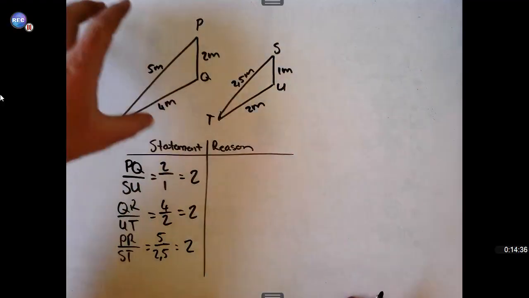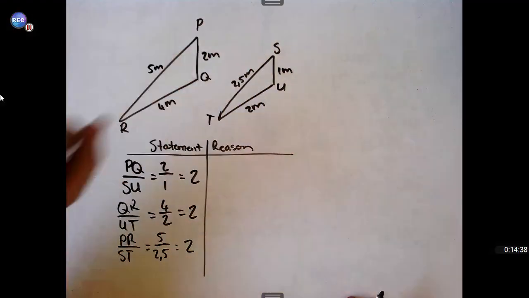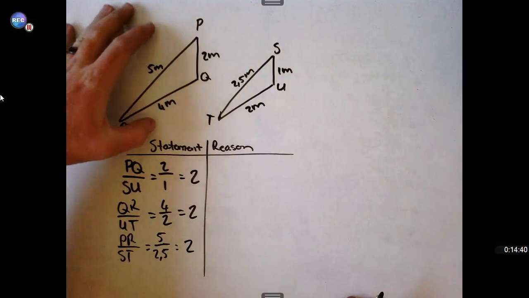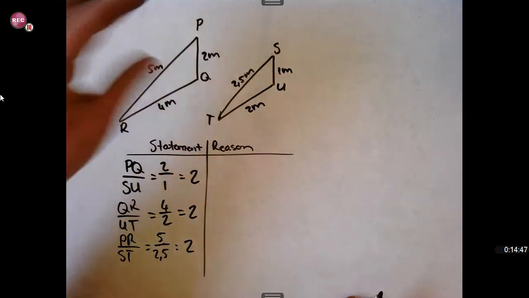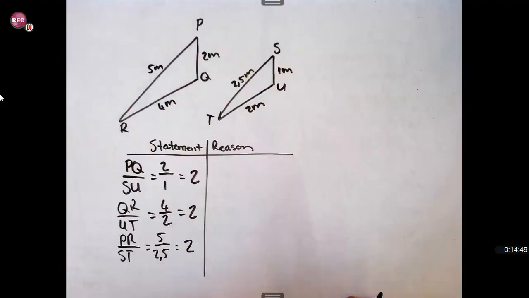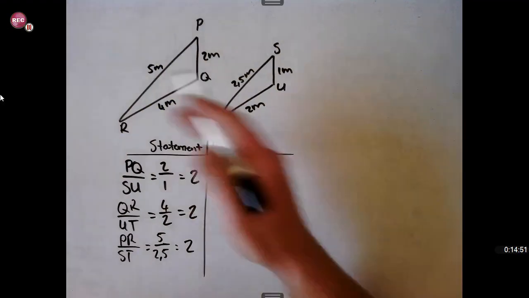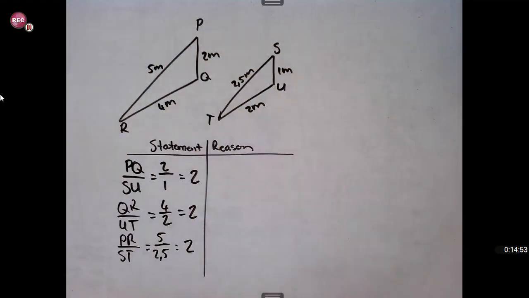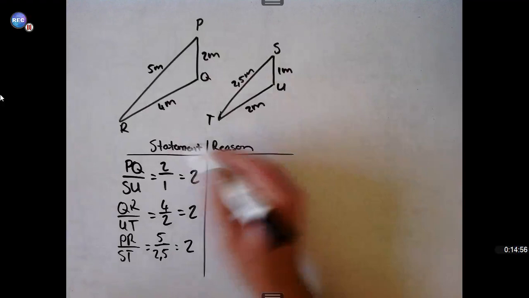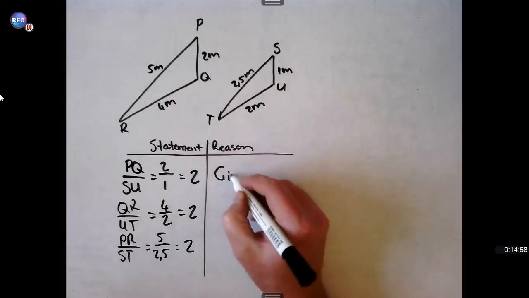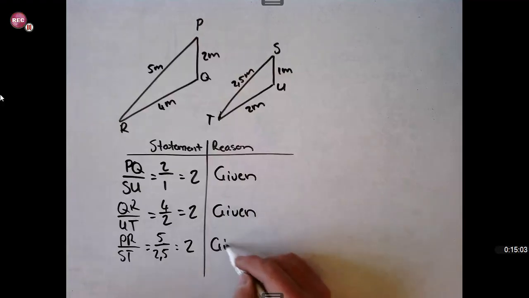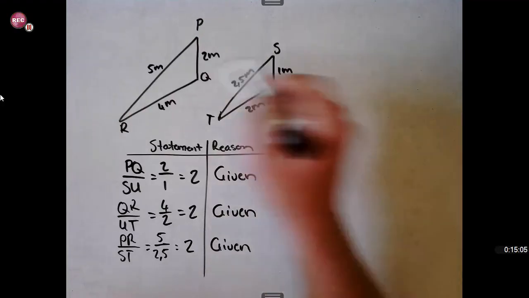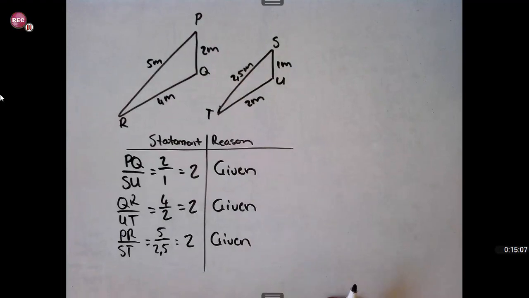So what happened from the big triangle to the smaller triangle is the fact that it was reduced by a scale factor of 2. So they took each of the sides and they divided it by 2 in order to get the smaller image of the original image. Now, all your reasons over here would be given. And the reason why I say all of them are given is the fact that in your sketch, they gave you all the measurements. So that is given to you.